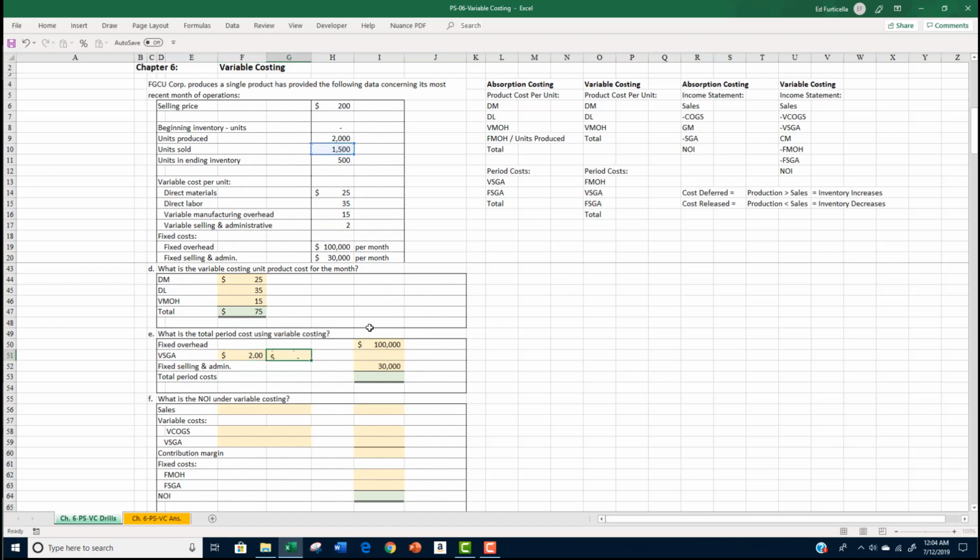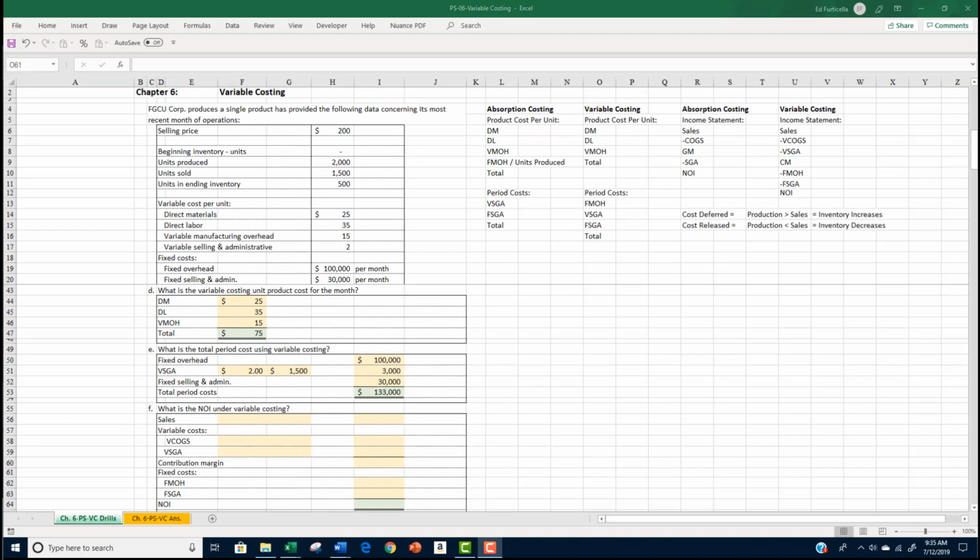So the period cost, which represents, again, all the costs that will be immediately expensed during the period, totals the $100,000 of fixed manufacturing overhead, plus the variable SG&A of $3,000, plus the fixed SG&A of $30,000, for a grand total of $133,000 for period cost under the variable costing method.